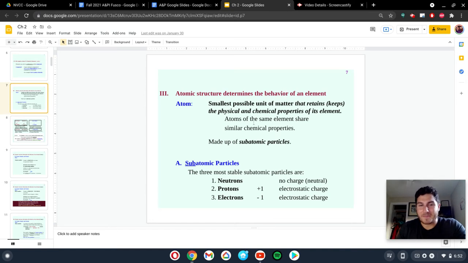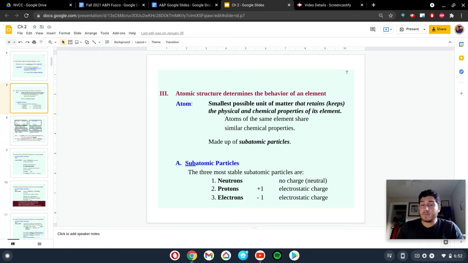All right, atoms. Atoms are the smallest possible unit of matter that still retains the physical and chemical properties of its element. Meaning, if I have one atom of carbon, it's still carbon. It's the smallest thing you could have, and it's still carbon. It's not broken down into something else.